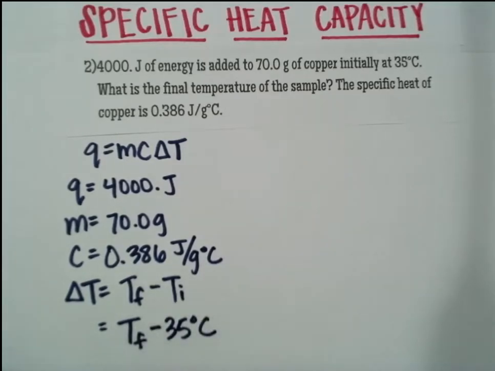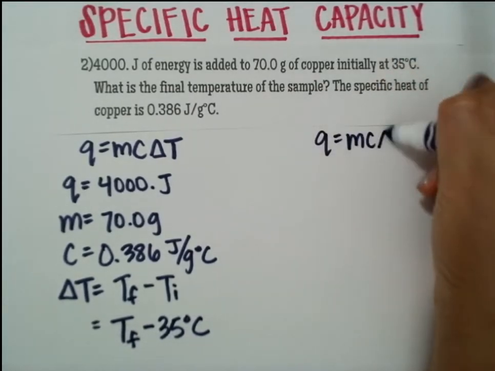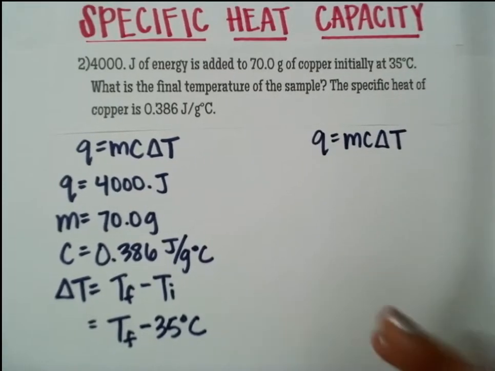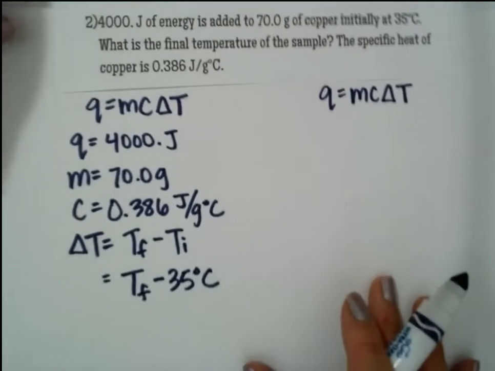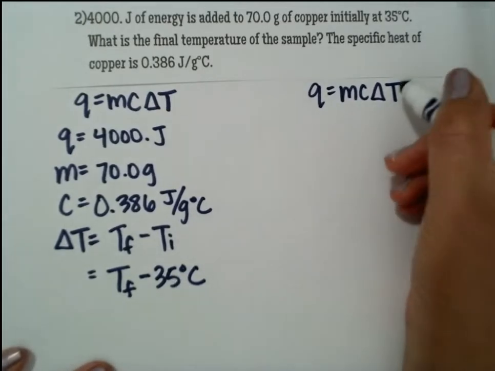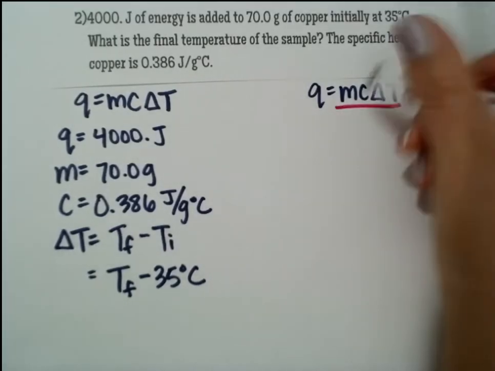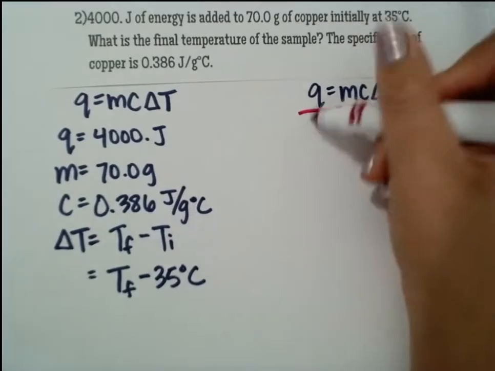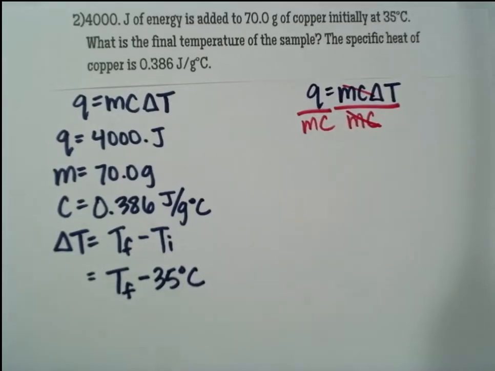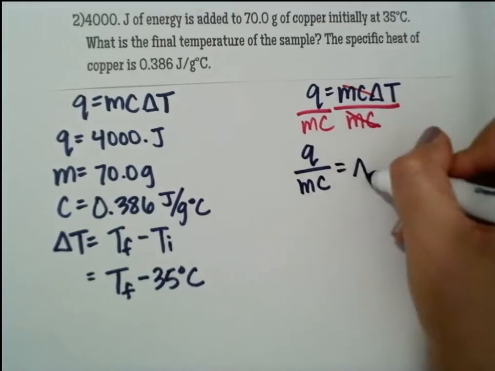Okay, so let's plug these numbers in. Let me write out the formula first. We are going to have to rearrange this a little bit so that we can get temperature by itself. What we're going to do first is solve for delta T, and then we'll worry about the T final at the end. Okay, so to get delta T by itself, what we're going to do is divide by mass and specific heat. Okay, so they cancel out on the right side. So now I'm left with Q over MC is equal to delta T.